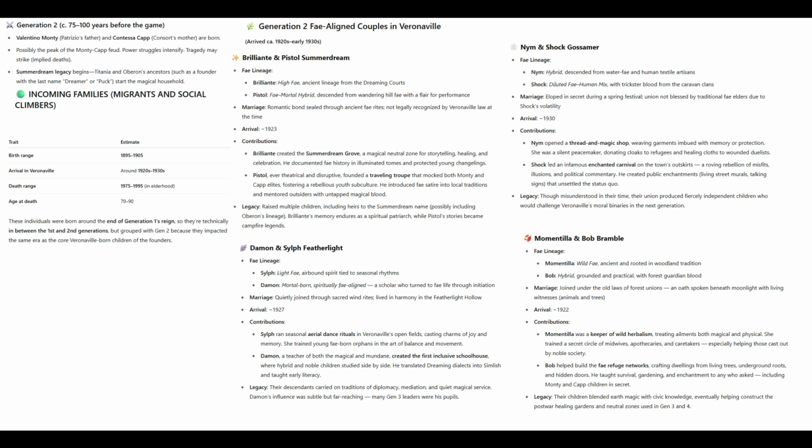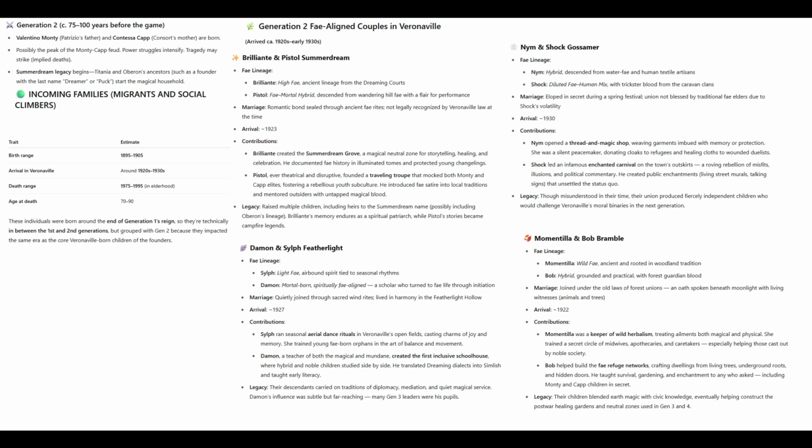So these are individuals that were born around the end of Generation 1's reign, so they're technically in between the first and second generation, but grouped with Generation 2 because they impacted the same era as the core Veronaville-born children of their founders. And it also says in the Generation 2 timeline, which is 75 to 100 years before the game, so this is from 1924 to 1895, or 1895 to 1924, technically.